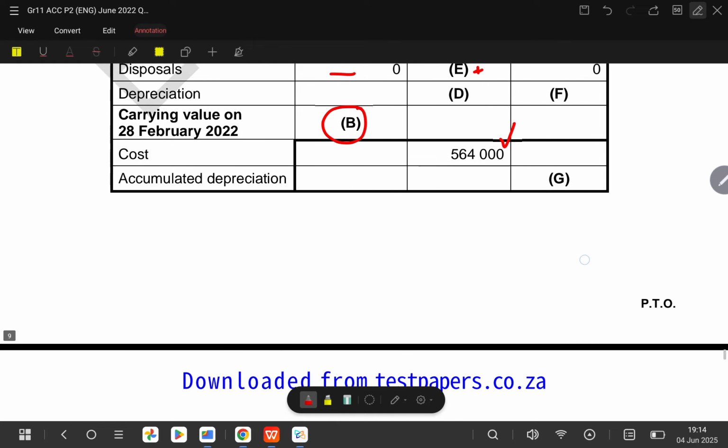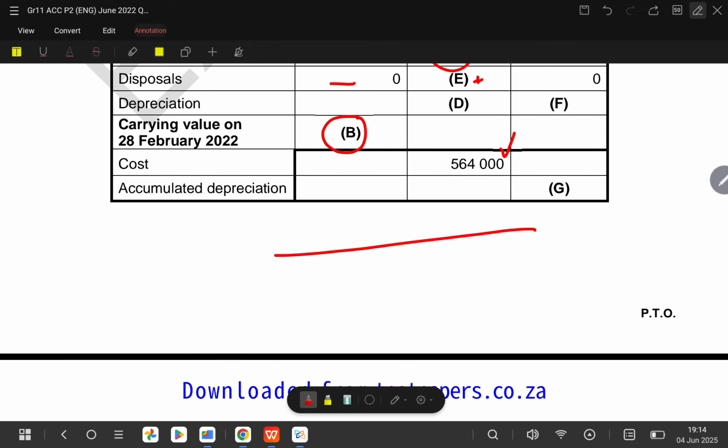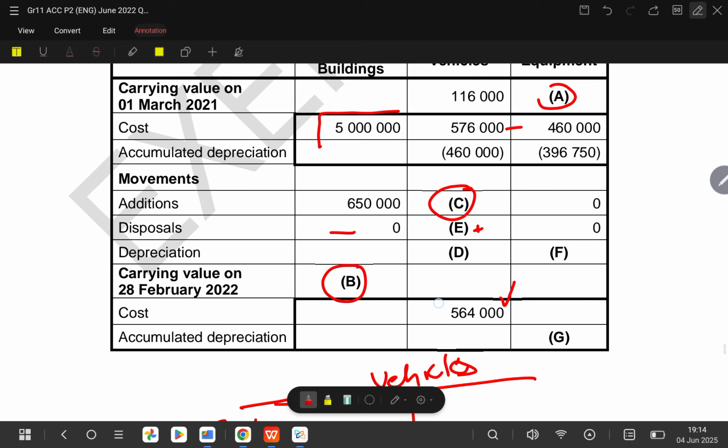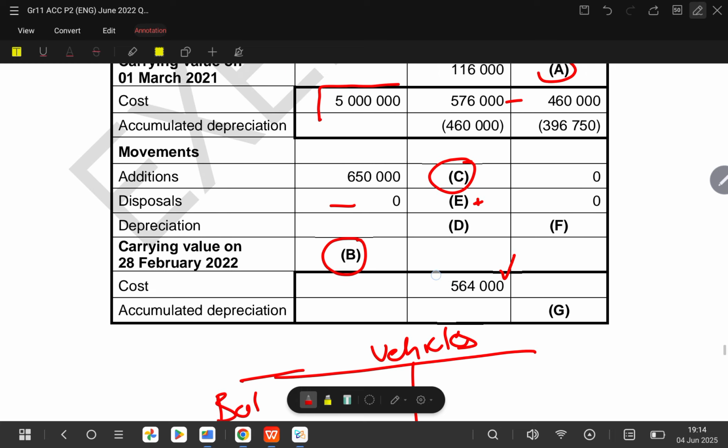Or you can do a T account. In terms of the T account, remember it will be like this. You'll have your vehicles, right? And then we have the balance at the beginning. Our balance at the beginning, according to here, is 576,000.